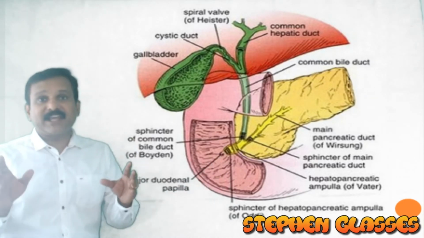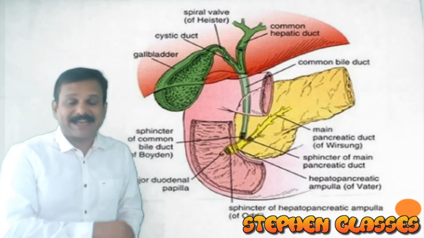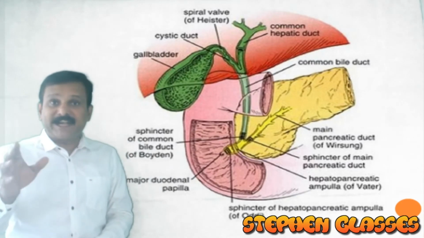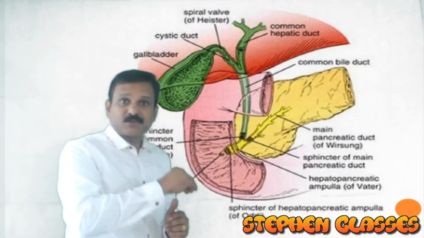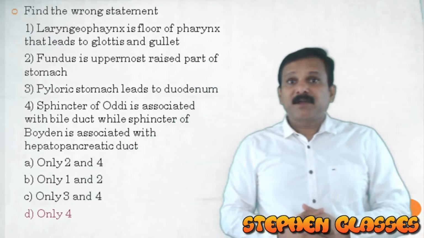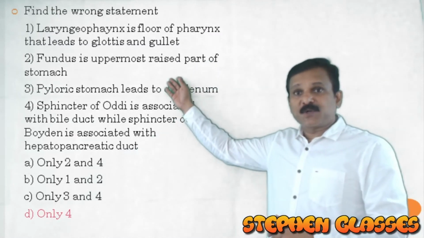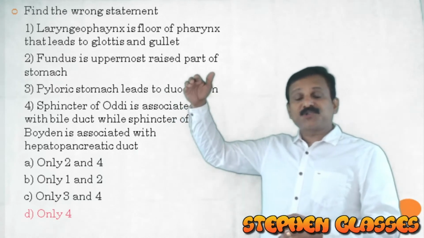So sphincter of Oddi is associated with the hepatopancreatic duct and sphincter of Boyden is associated with the bile duct portion. Now coming back to our question, here the second statement is also true because in the stomach the uppermost raised portion is fundus.